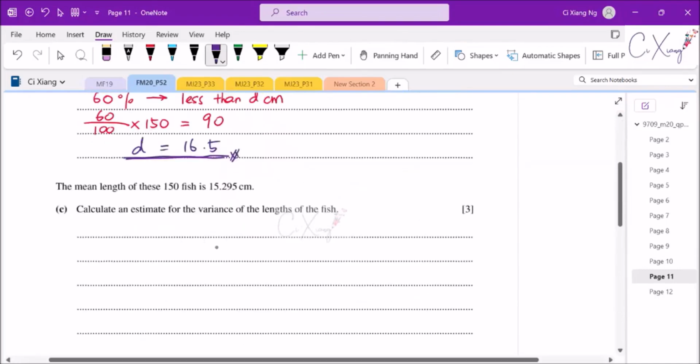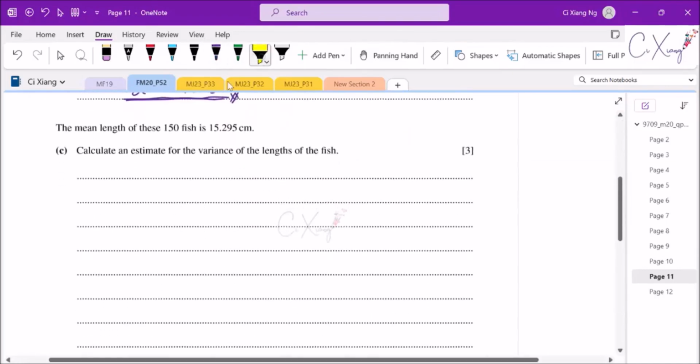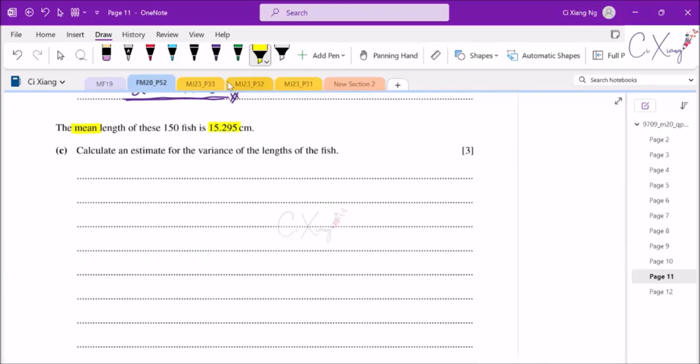Let's continue to part C. For part C, they tell us that the mean length is 15.295. They want us to calculate the variance. To calculate the variance, we need to find the midpoint. The variance formula is the summation of fx squared divided by the summation of f, then minus the mean squared. So x is the midpoint and f is the frequency. I need to find all the midpoints first.